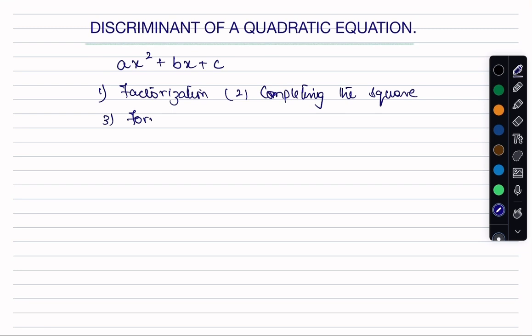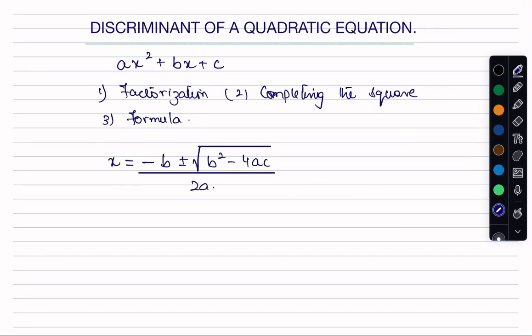So today we will be discussing the importance of the formula, and the formula to solve a quadratic equation is x equals minus b plus or minus the square root of b squared minus 4ac, divided by 2a.